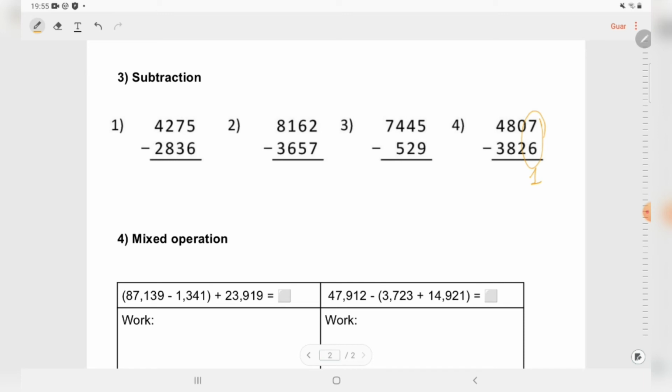8 minus 8, easy. But sometimes we'll get this problem, that is the number on the top is less than the number below. So what should we do? 5 minus 6, we cannot do it, so we borrow from number 7, that becomes 6, and we regroup number 5 into 15. So now 15 minus 6 equals 9. 6 minus 3 equals 3. Okay, and you can continue with the subtraction.